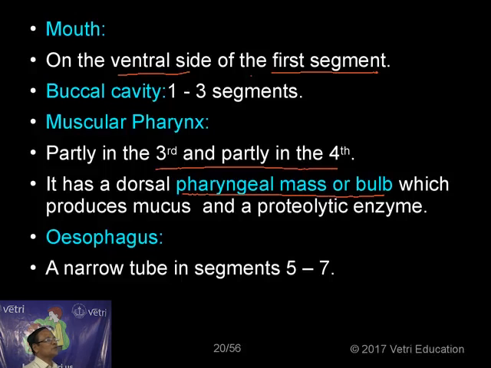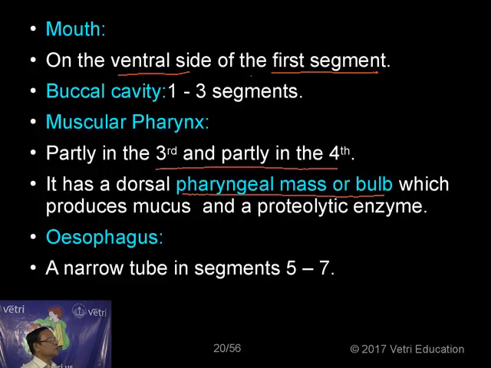So in segment 1 we have the prostomium, and then segments 1 to 3 the extension, the buccal cavity; 4 and 5 we have the muscular pharynx. On the dorsal wall we have a pharyngeal mass or bulb which acts as a gland secreting mucus and proteolytic enzyme.